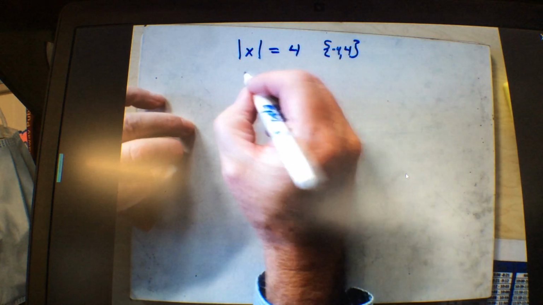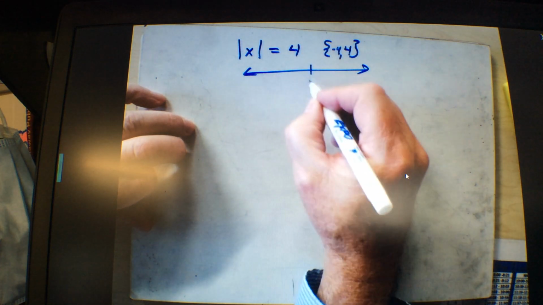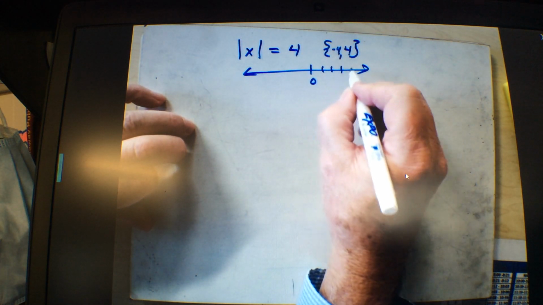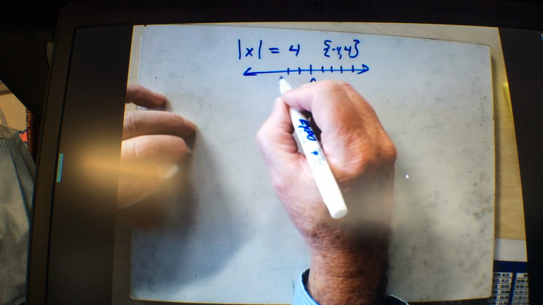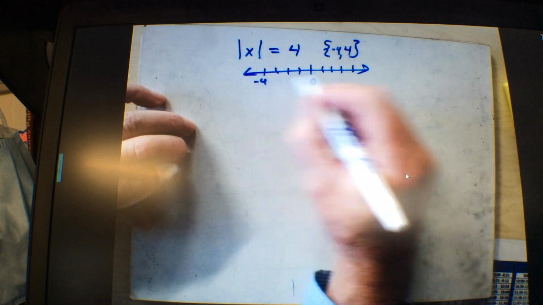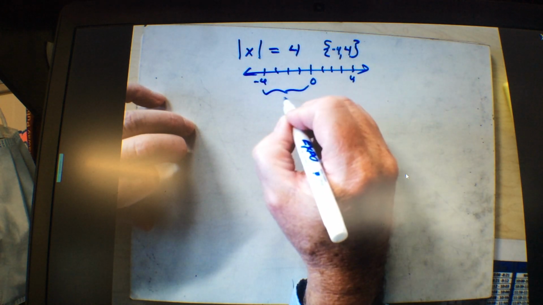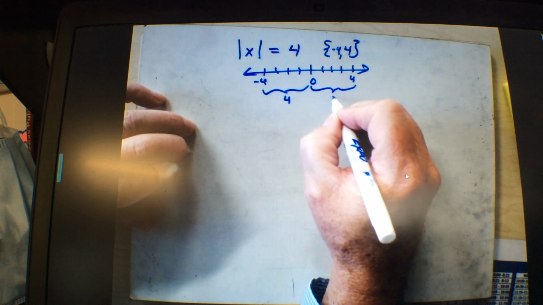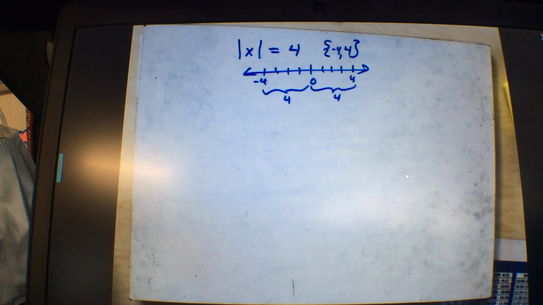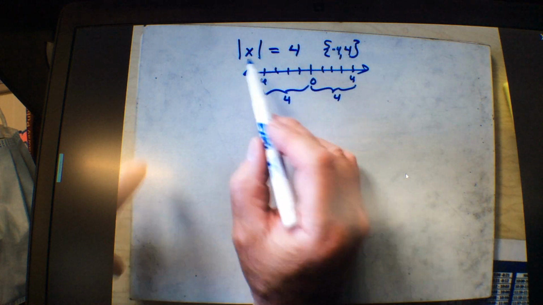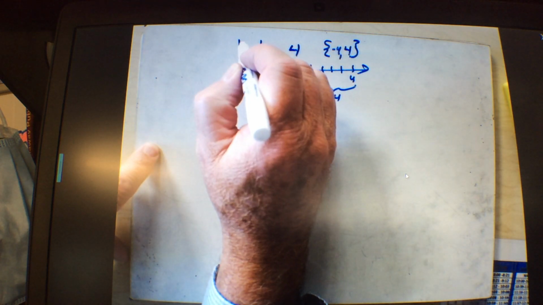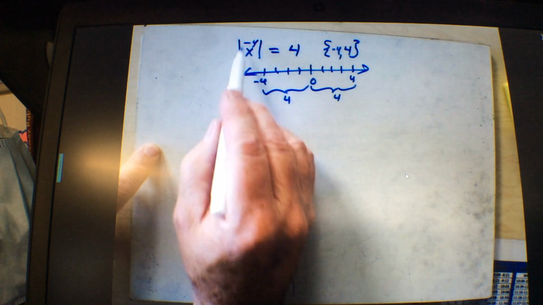Wouldn't it just be positive 4? Oh no. Okay, here's 1, 2, 3, 4 away from 0. Here's a negative 1, negative 2, negative 3, negative 4. Here's a negative 4 and here's 4. Their distance from 0 is 4, isn't it? Yeah, but the answer is positive 4. No, it doesn't matter. It says the distance. If I put a negative 4 in here, Jackson, what's the absolute value of negative 4?